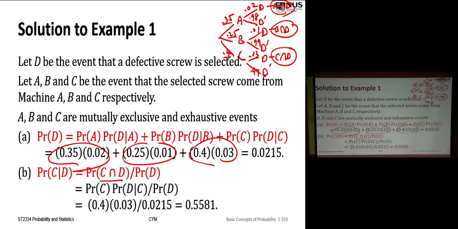Why? Because you can see that among the three machines, the proportion of defective is higher for machine C. It's 0.03. So of course, if it's a defective screw, it is likely from machine C. In other words, given this piece of information that this is a defective screw, it is more likely from machine C. Without this information, what's the chance that the screw is from machine C? The chance is 0.4, 40%.